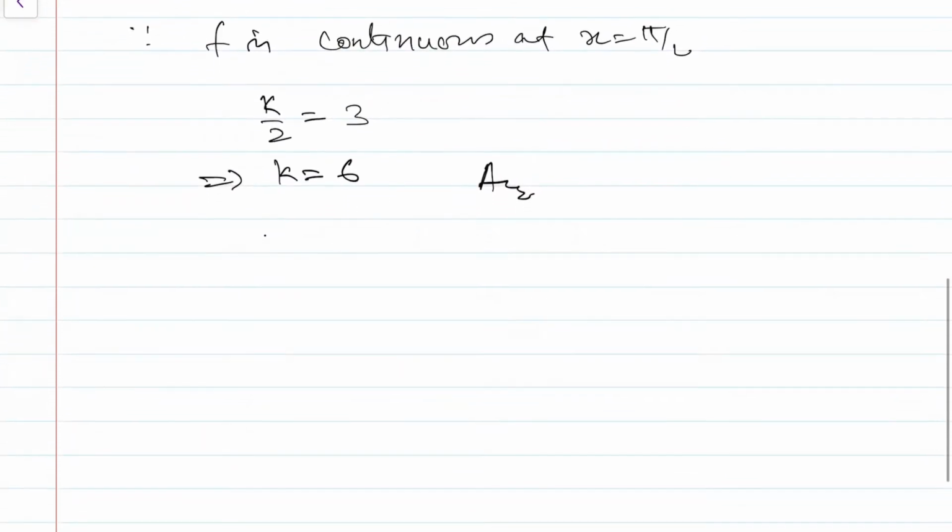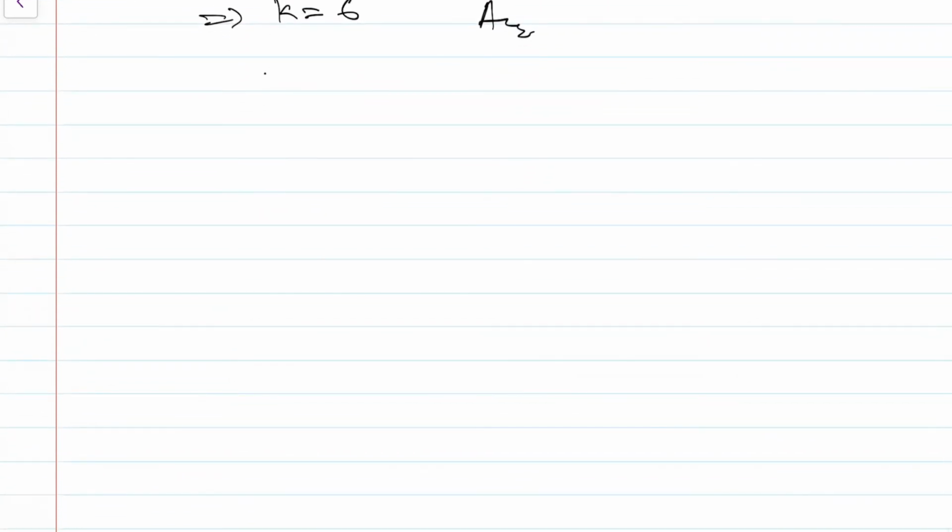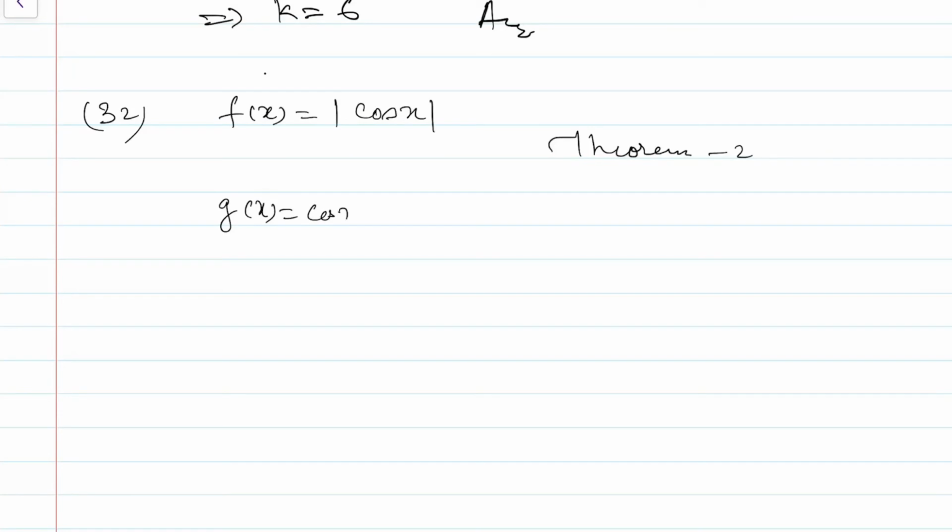Let us solve one more question. Question number 32, where we'll use theorem number 2. Question number 32 is: show that the function defined by f(x) is equal to modulus of cos x is continuous. Here we'll apply theorem 2. Theorem 2 says, suppose f and g are real valued functions such that f of g is defined at c. If g is continuous at c and f is continuous at g(c), then f of g is continuous at c. In this case, let us assume g(x) is equal to cos x and f(x) is equal to modulus of x.